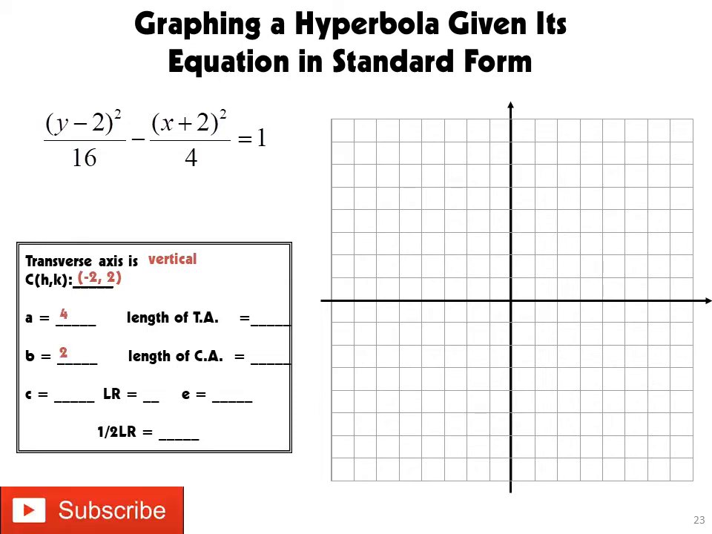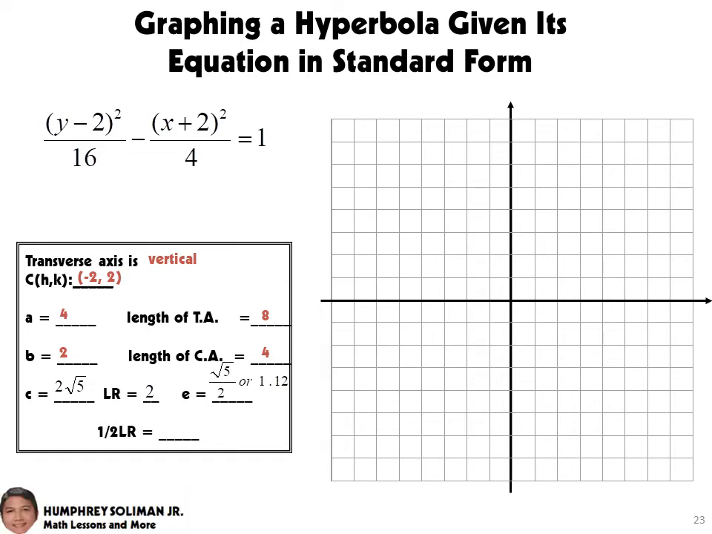The length of a is 4, the length of b is 2, and the length of c is 2 square root of 5 using the Pythagorean theorem; c is 4.47 in decimal. From here we can get the length of the transverse axis equal to 8, and the length of the conjugate axis equal to 4. The length of the LR is 2, and the eccentricity is square root of 5 over 2. And half of the LR is 1. We need half of the LR in graphing the hyperbola. We are now ready to graph the hyperbola.